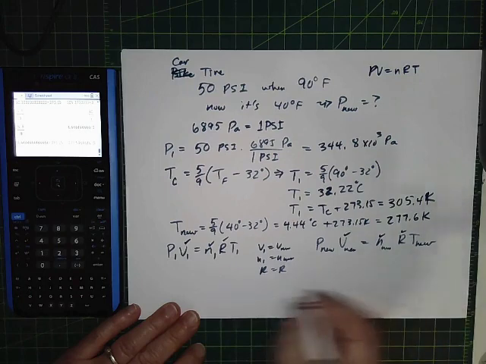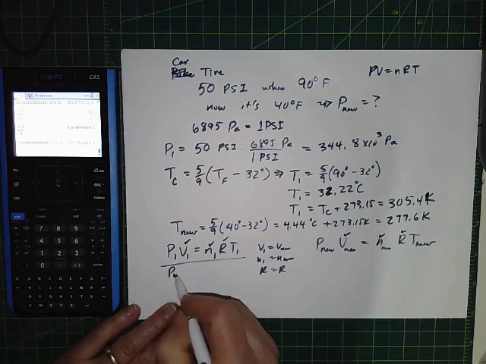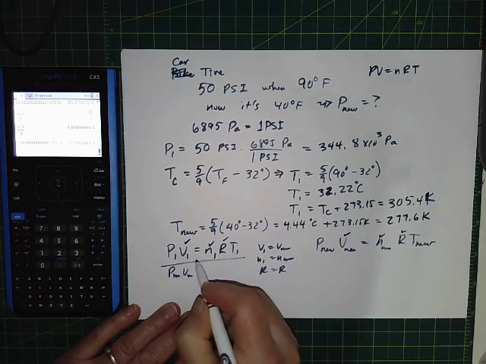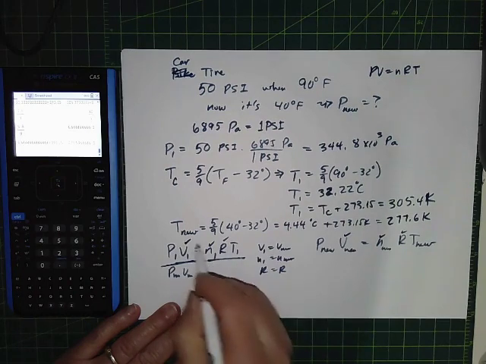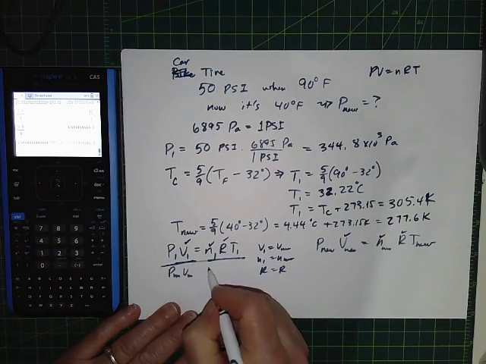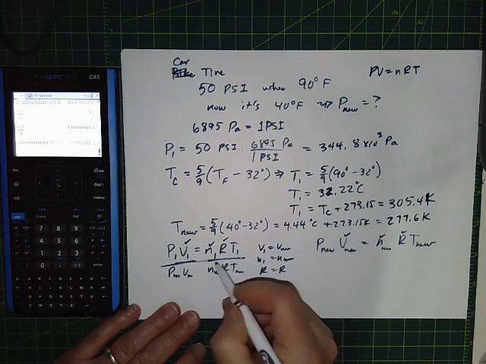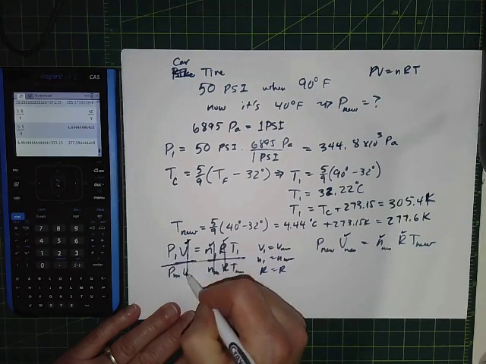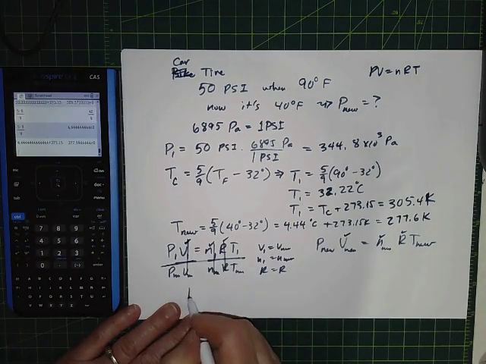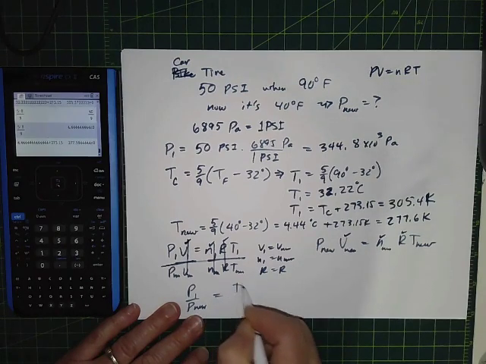Let's think of dividing these two equations by each other. We divide both sides. They're equal things, so we're dividing by equal things. The n's cancel since they're equal. The R's cancel because they're equal. And the V's cancel because they're equal. So we end up with the equation P1 over P new equals T1 over T new.